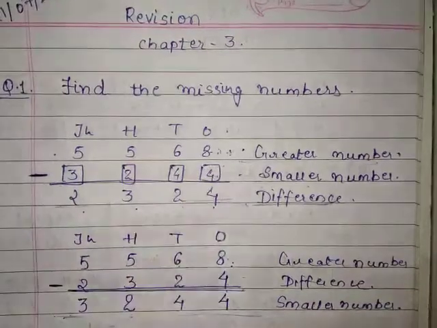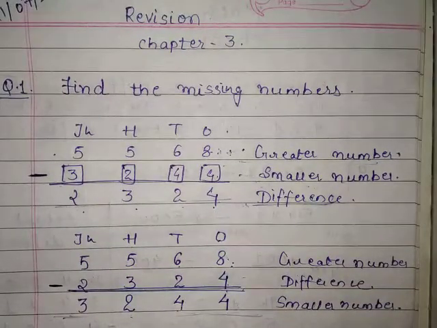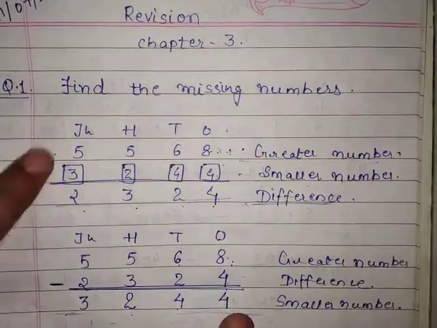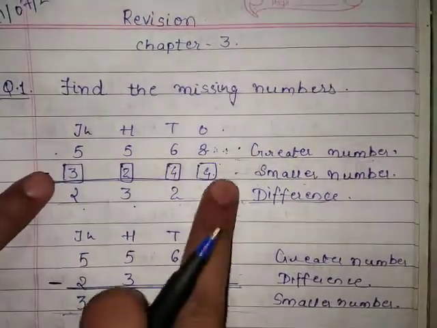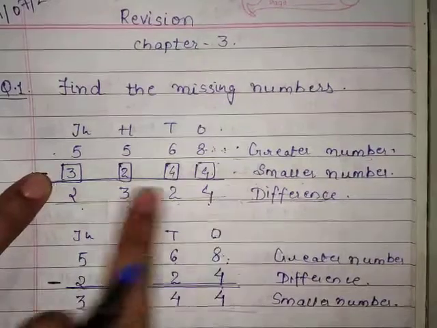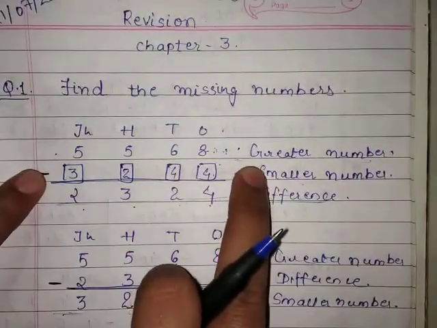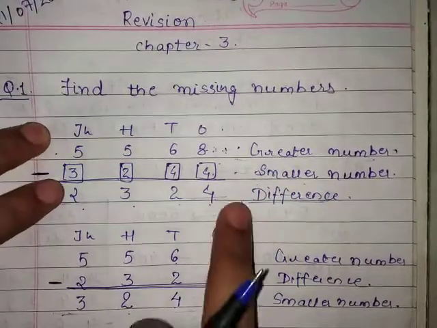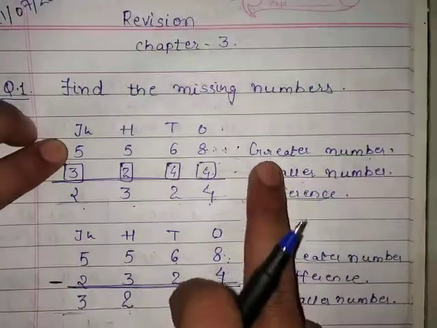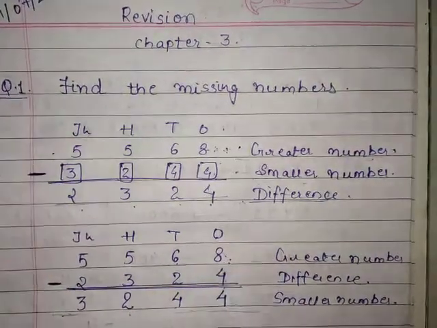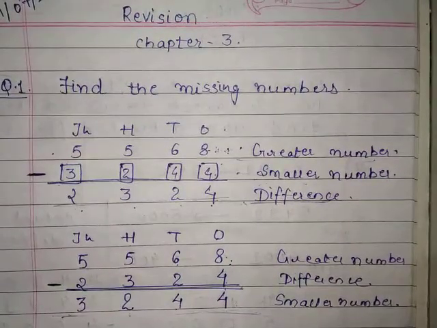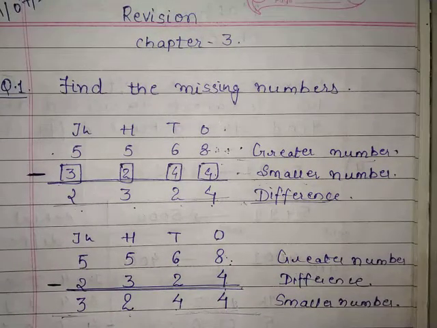So in this way, we have got that to find the smaller number, this is the place of the smaller number, right? And this smaller number was missing here. So to find the smaller number, we have to subtract the difference from the greater number. So I think now this should be clear to you. In the same way, moving to the next question.